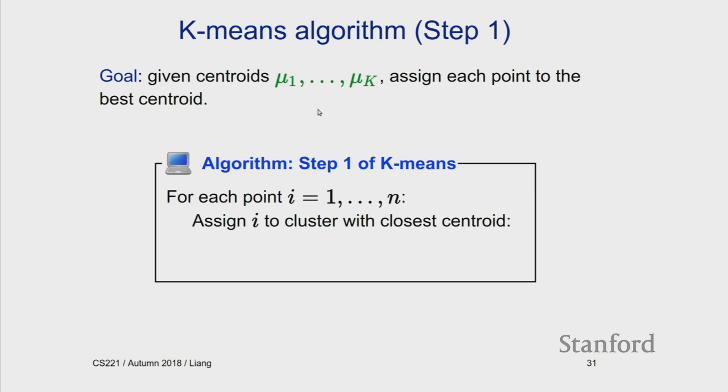The k-means algorithm has 2 steps. Step 1: you're given the centroids, mu1 through mu k. Those are the red squares. And then you're going to try to assign each point to the best centroid. Mathematically, this looks like this. But intuitively, for each point, you just look at each centroid and compute the distance, and you take the centroid that is the closest.